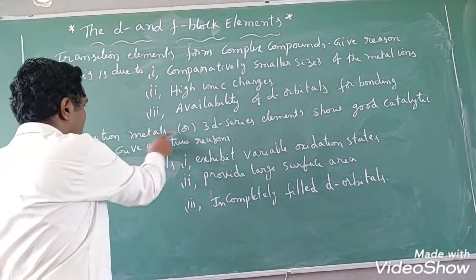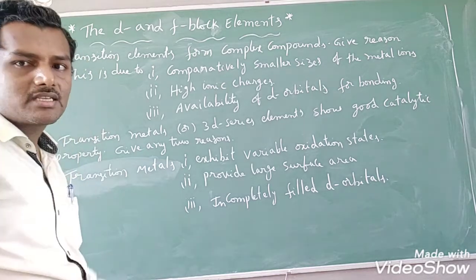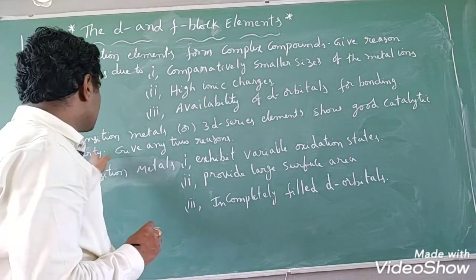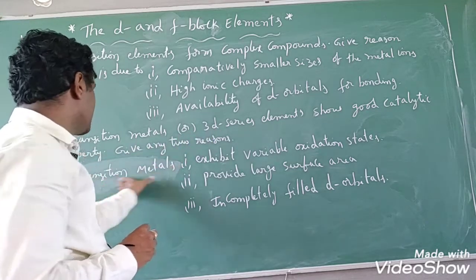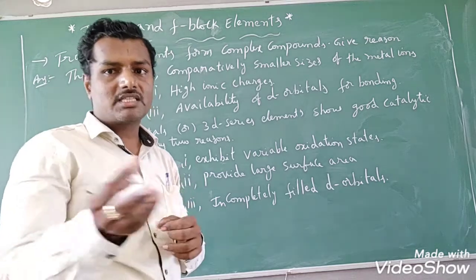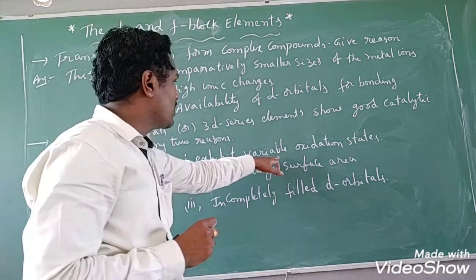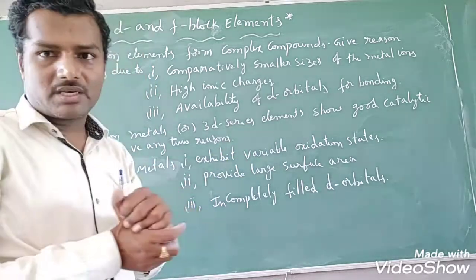So that's why I kept here R. Either transition metals or sometimes they are asking 3D series elements. The question is same only, students. Don't confuse there. If they ask transition metals, you put here transition metals. If they ask 3D series elements, write 3D series elements. They exhibit variable oxidation states. Just now we have discussed, right? So due to variable oxidation states, they show good catalytic property.